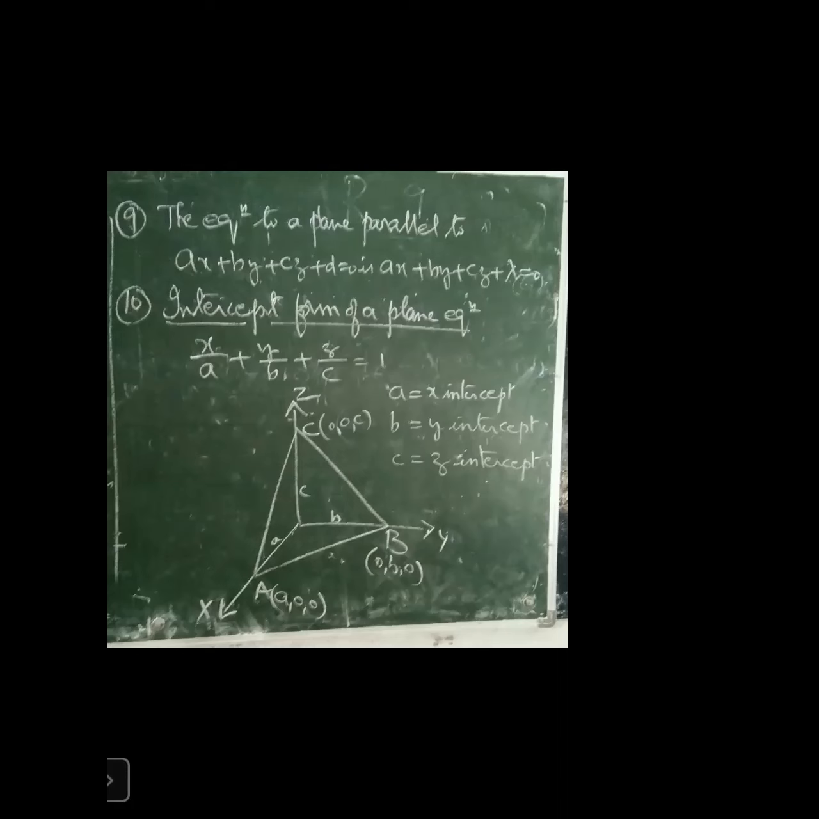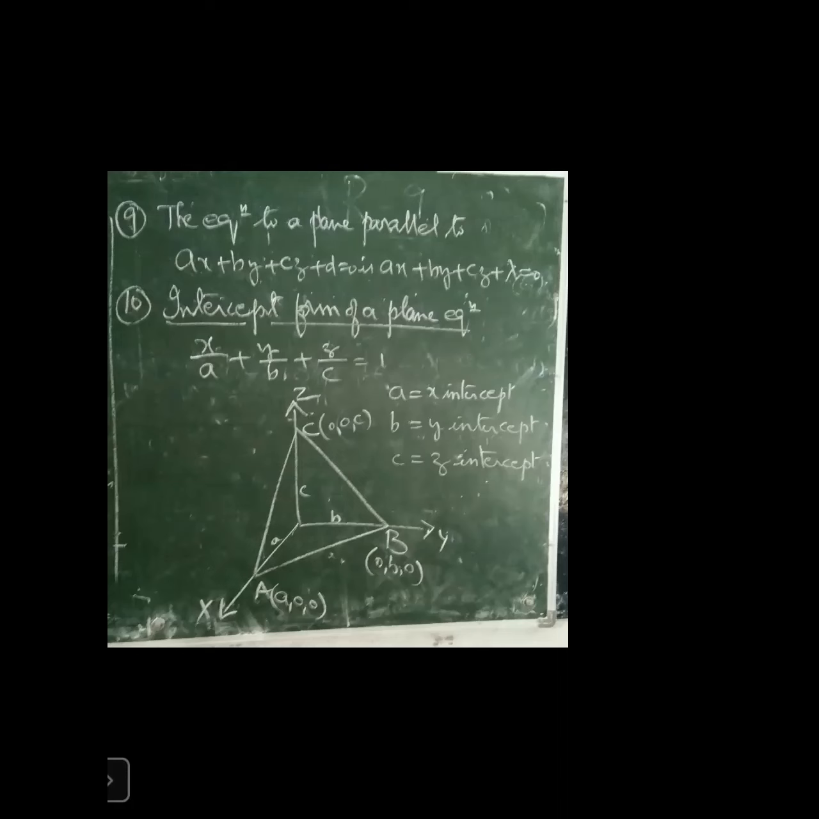The intercept form of a plane is of the form x by a plus y by b plus z by c equal to 1, where a equal to x intercept, b equal to y intercept, c equal to z intercept.